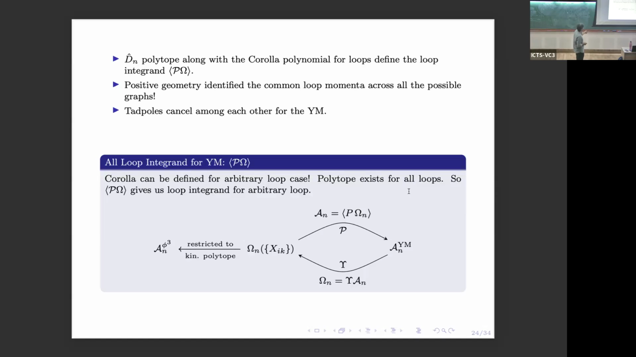Yeah. And this can be done for arbitrary loop, modulo the polytope or the positive geometry thing for higher loop. Yeah, I should not have written this line. I apologize. So for arbitrary loop integrands, we'll get this.